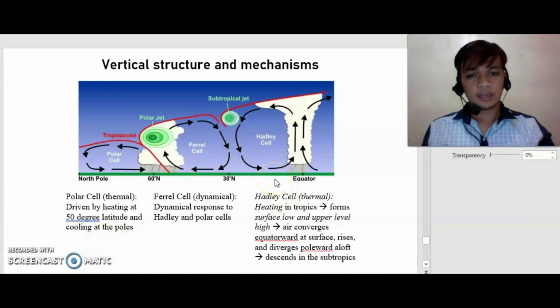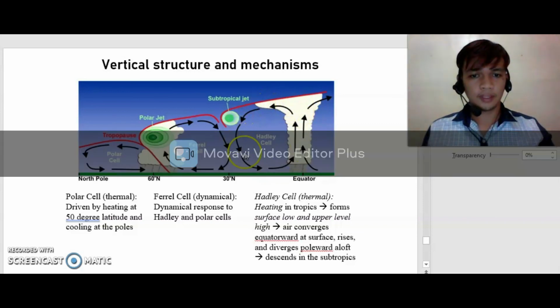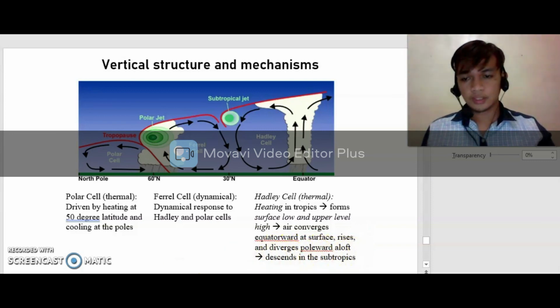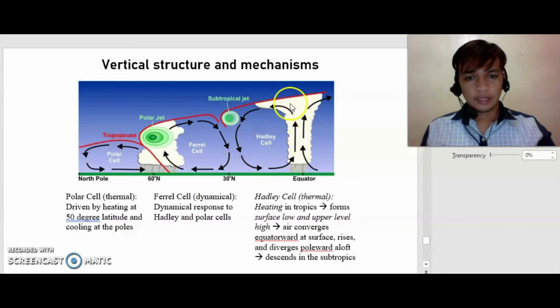The subtropical high naman, you can see there counterclockwise direction of the Hadley cell forming ITCZ at the equatorial plate. So Hadley cell thermal heating in tropics forms surface low and upper level high. So air converges equatorward at surface, rises and diverges poleward aloft. So it descends in subtropics. Okay, so nakita yung iba't ibang wind flow direction, and as they converge, they can create clouds.